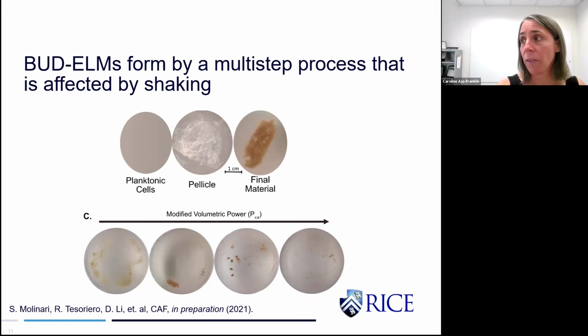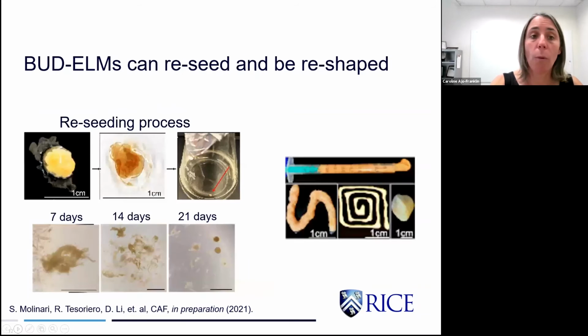He also realized, having watched this process, that he could modify the morphology of our bud ELM by changing the shaking speed, and that's wrapped up here in this modified volumetric power parameter. What I'm showing you is that as we increase this volumetric power, we go from small diffuse material to large pieces of material, a single large piece, to multiple small pieces, and then again, small fragments. So there's a sweet spot in terms of material formation in these ranges of volumetric power.